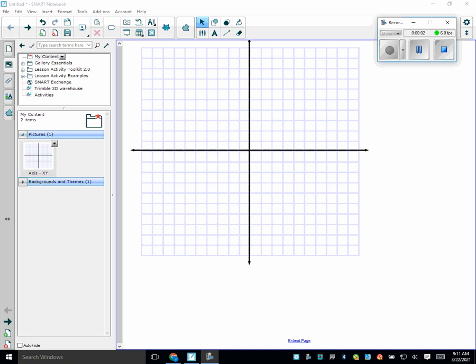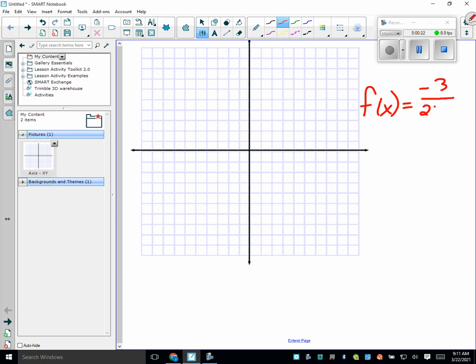Let's do a fairly easy problem first, okay? F of x equals -3 over 2x plus 7.